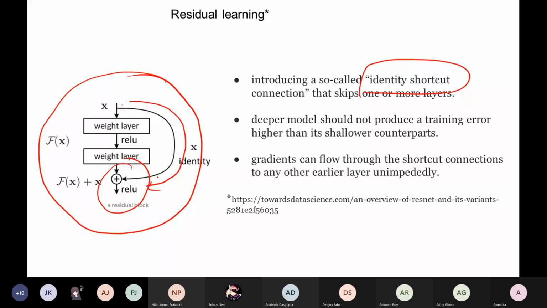Basically, you are boosting up with this identity shortcut connection. You are boosting up that value, and that will help to handle this vanishing gradient problem. Hence, we are saying that gradients can flow through the shortcut connections to any earlier layer. That is the advantage of the highway network. That is the advantage of ResNet, and this is the basic structure of ResNet.